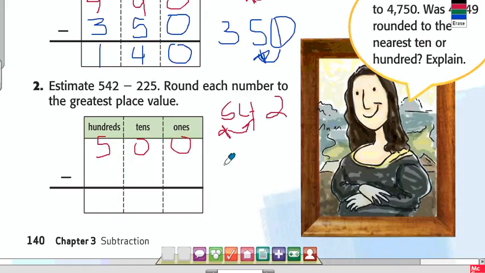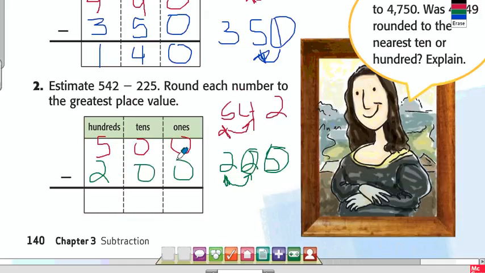Now I have 225. What number is in the hundreds place? 2. Which one? The middle one or the first one? The one in the first, in the hundreds column. So looking to the right, what does the 2 say? So the 2 stays the same. Replace the 2 and the 5 with zeros. Now I'm ready to subtract.